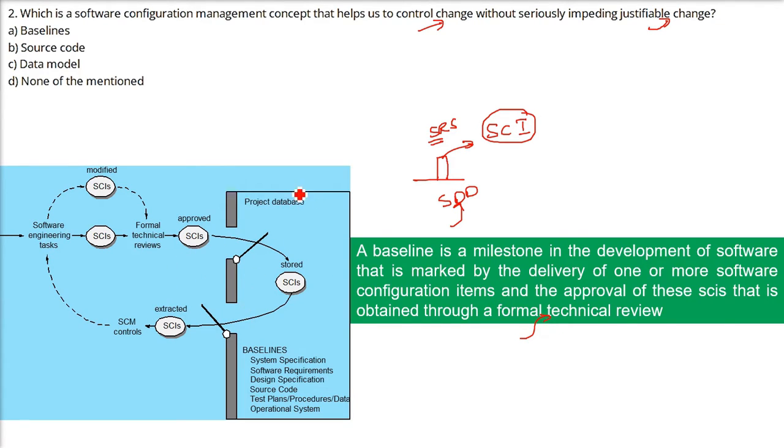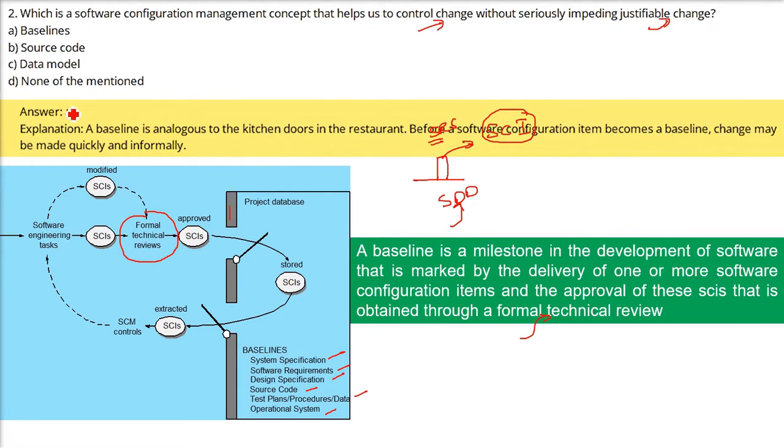So if you see here in the database, we have system specification, software requirement, design specification, source code, the test plans, and the operational system. All of these are baselines. And as I said, if you ever want to change them, a proper formal technical review needs to be followed. Then only the modification is possible. So this becomes the baseline, the base document, base delivery, base milestone.